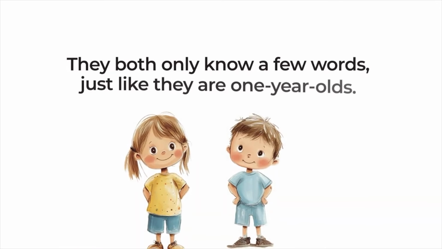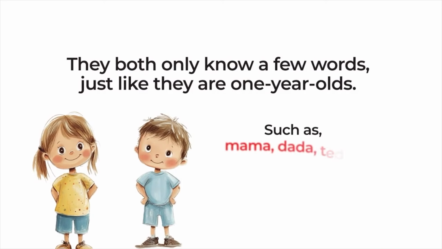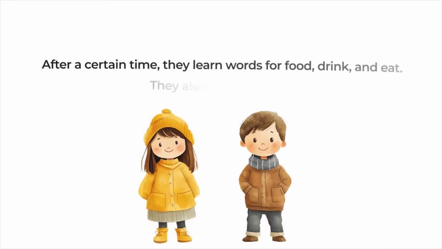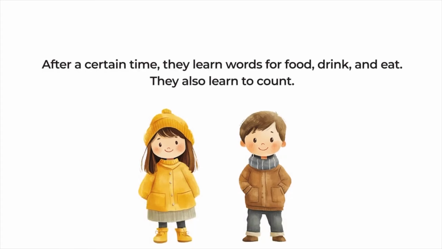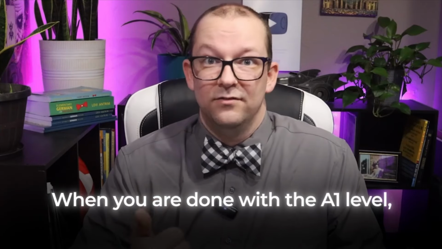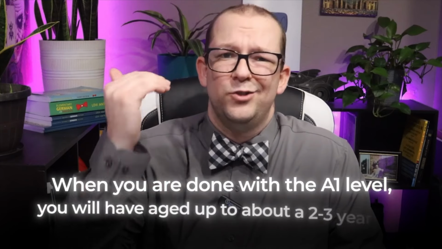This is about the age when children start to speak their native language. They start with some basic words, mama, dada, teddy, etc. Then they gradually build vocabulary for the things that they need in their most immediate surroundings. Words for food, drink, and eat. And they also learn to count. By the time that you're done with the A1 level, you will have aged up to about a 2 or 3-year-old.